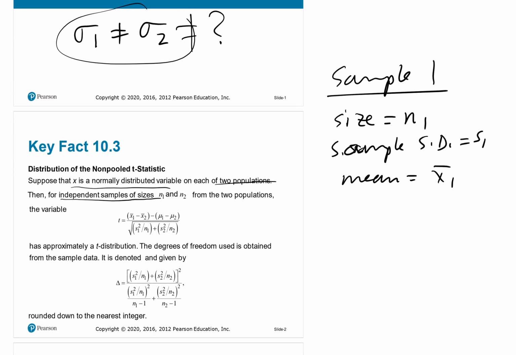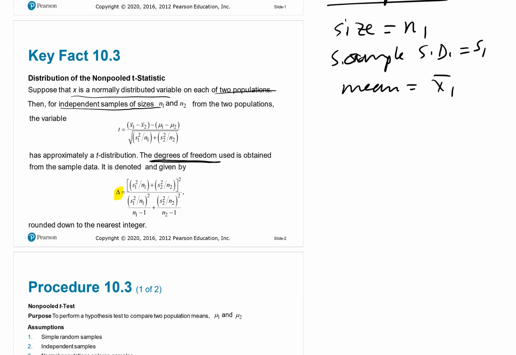Then the degrees of freedom is the one that looks scary here. It has this formula, and they use the capital letter delta for that. We do not want you to calculate this by hand, but I'll show you a shortcut on the calculator to get the degrees of freedom. After we get the degrees of freedom, that will help us find the critical values and work with Table 4, as you know from before.